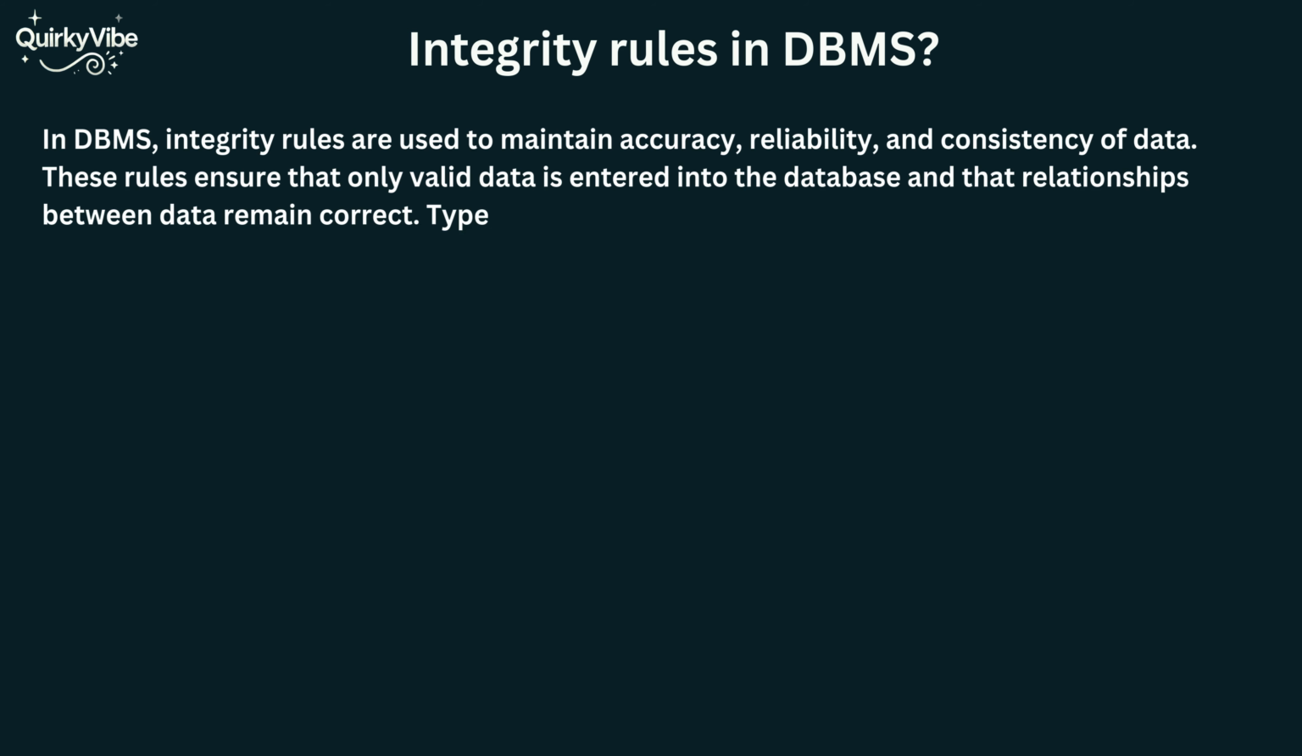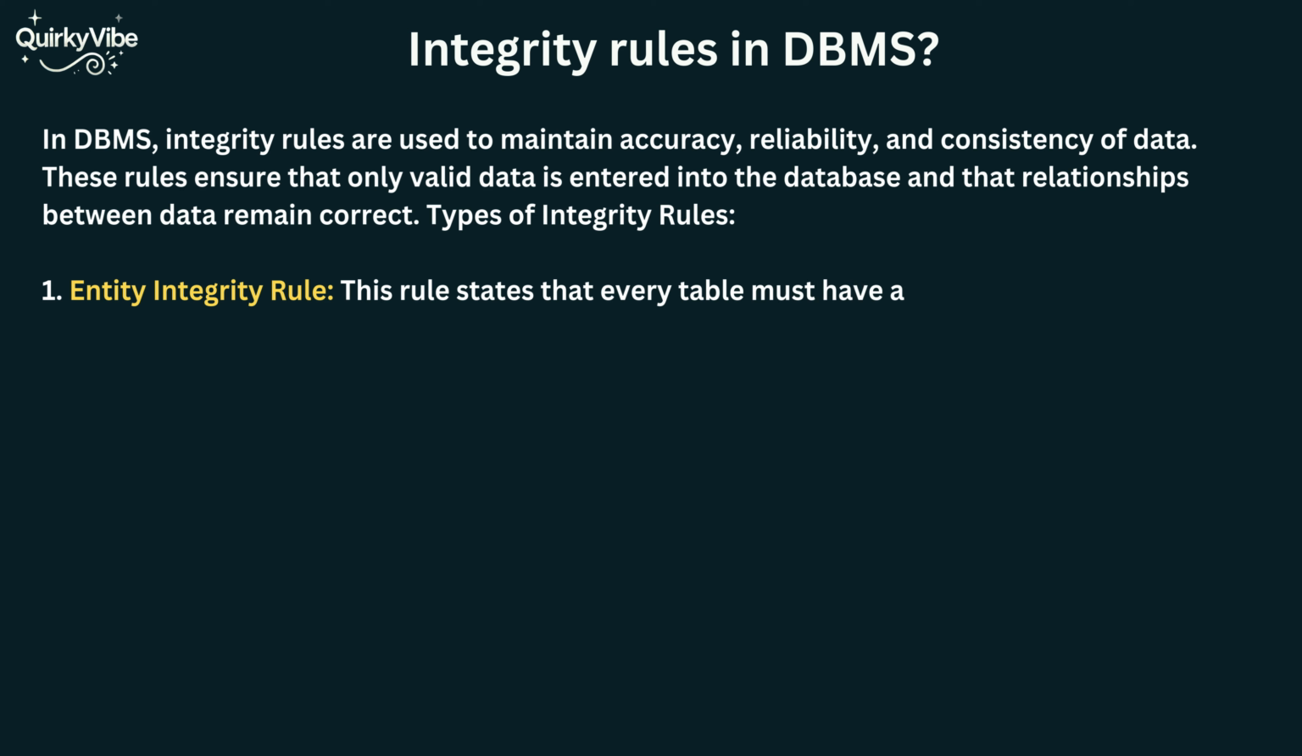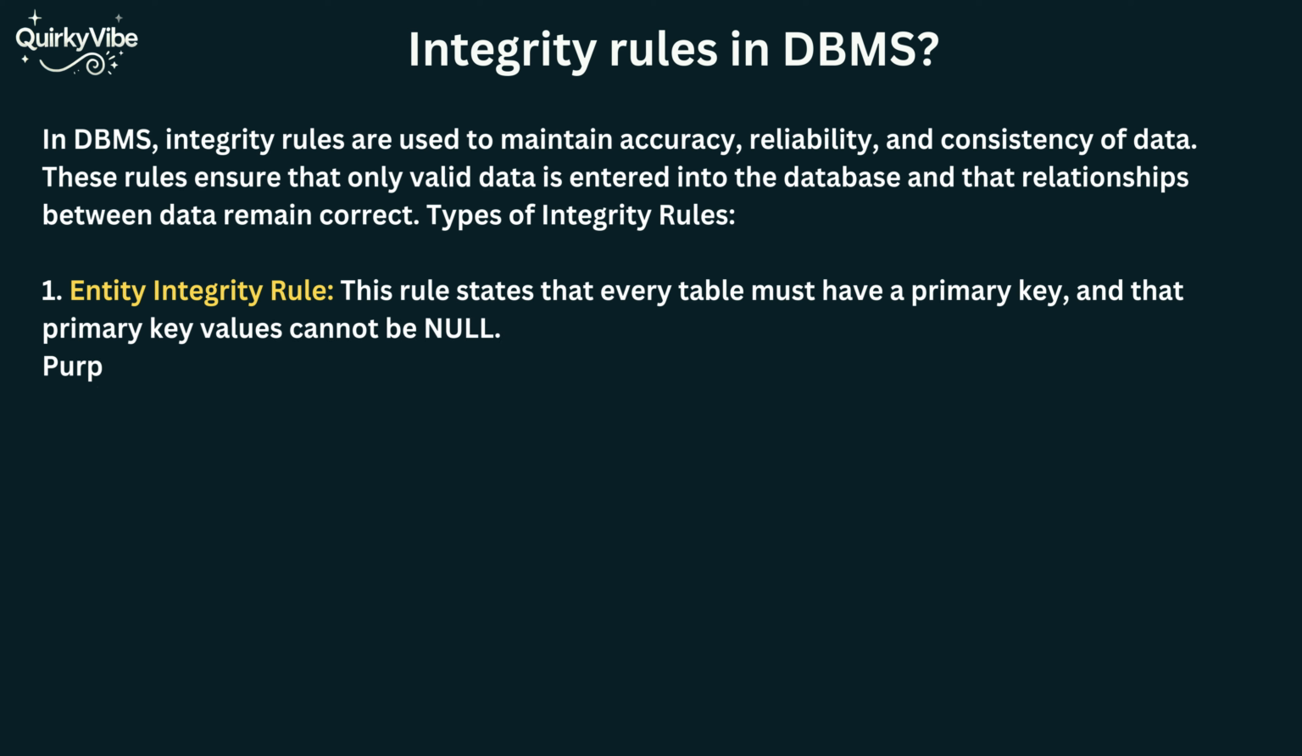Types of integrity rules in DBMS. 1. Entity integrity rule. Definition: This rule states that every table must have a primary key, and that primary key values cannot be null. Purpose: Ensures that each record, row, is uniquely identifiable.